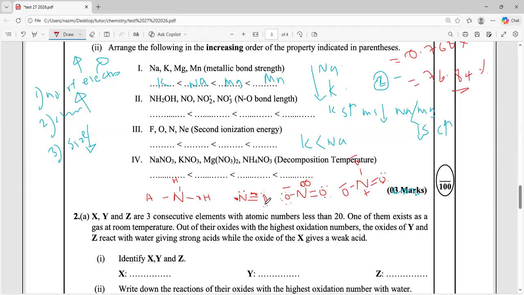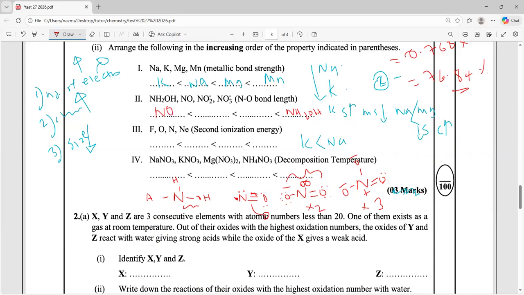Here you can see the NO double bond will not change. Here, NO single bond will be the longest. Single bond is always longest. Here it's a fixed double bond. In the other 2 structures, the double bond can change. In NO2 minus the double bond can change into 2 locations, and in NO3 minus into 3 locations. So resonance structures are there. Here NO is having a double bond, so that will be the lowest.